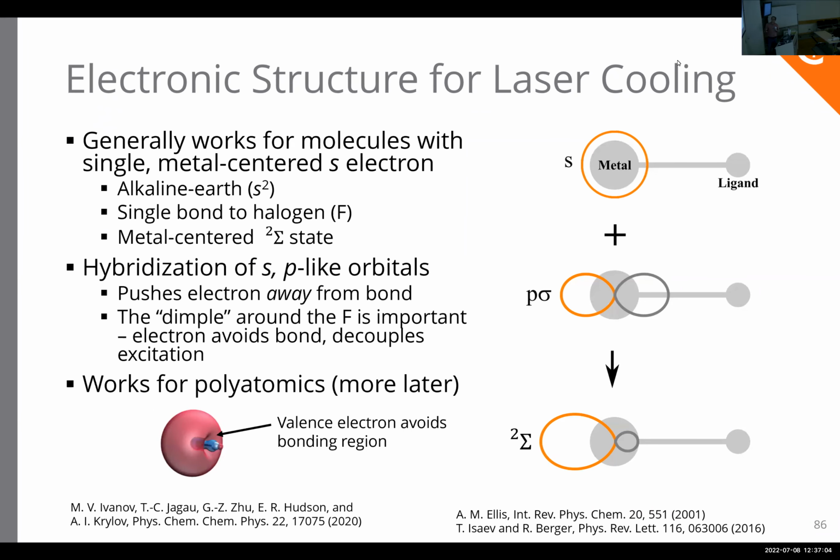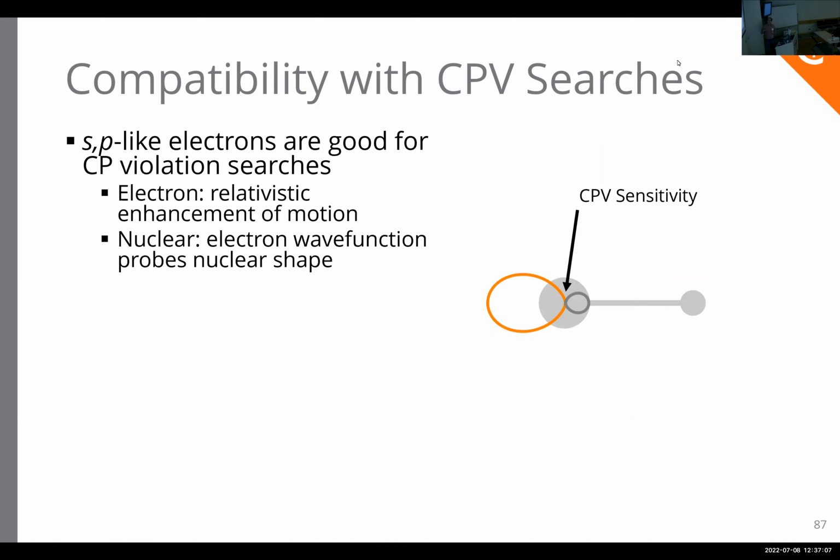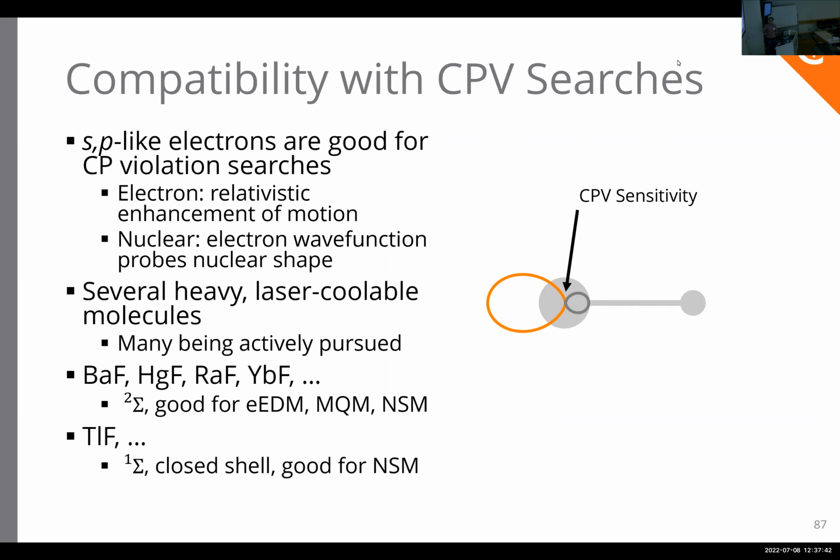And this is good news for CP violation searches, because remember, we want S or P like nuclear core penetrating electrons, either to sample the nuclear Schiff moment distribution, or to have these relativistic effects that give you amplifications of the electron EDM. And look at this thing. It's a bunch of S and Ps mixed together. So this electronic structure gives you very good amplifications of sensitivity that we want. That's really great, because that means you can combine laser cooling and good CP violation sensitivity.